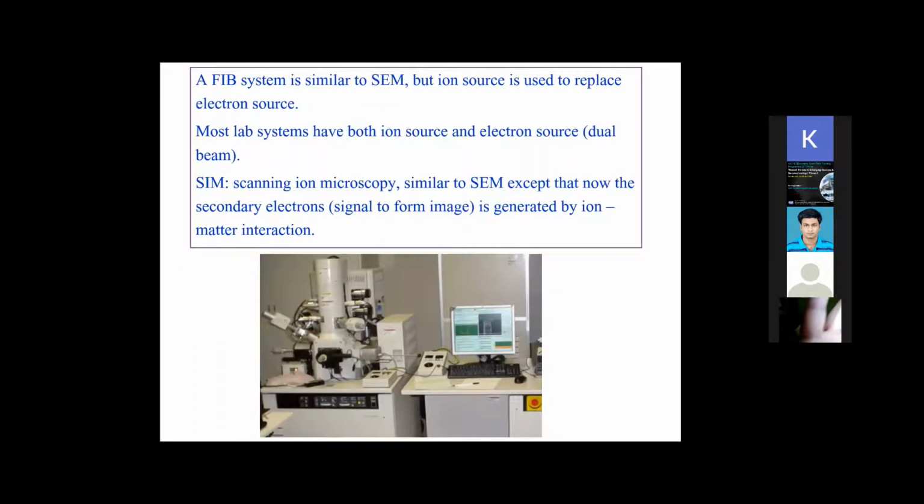So FIB is also similar to SEM. The only thing is, you need to have an ion source instead of an electron source. And in most of the labs, these have both the sources, that means an electron source and an ion source, and these are called dual beam systems because of the dual sources. I myself have also used the dual beam system, and this actually helps you to do in situ imaging. That means while it is doing some machining with the ion source, at the same time you can do imaging with the electron source. So that's the main facility of using the dual beam system.